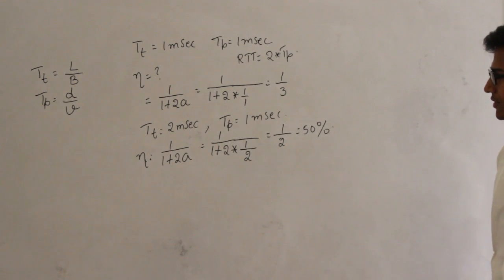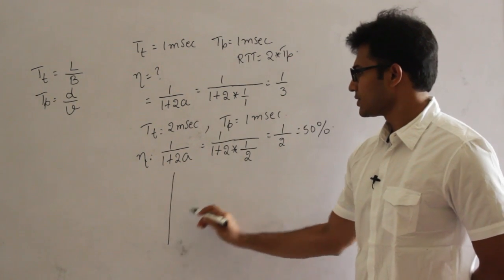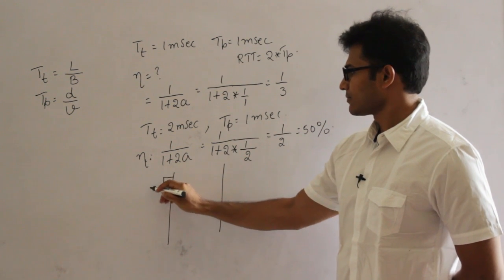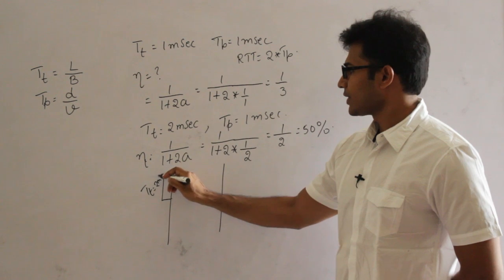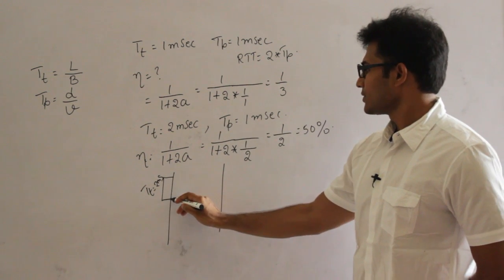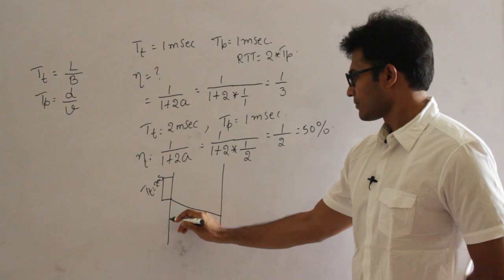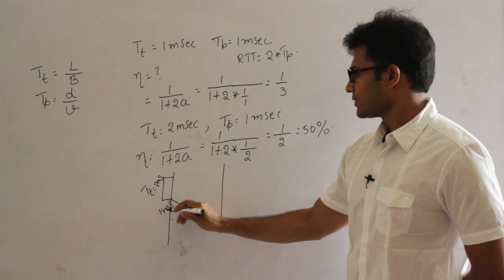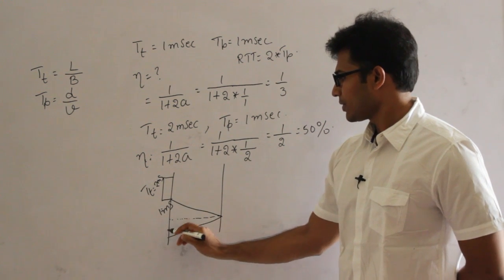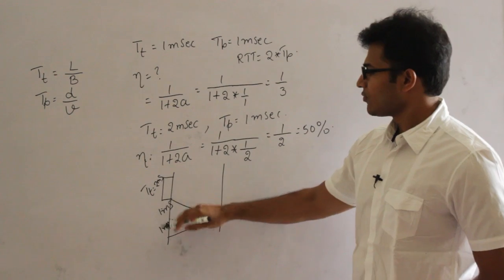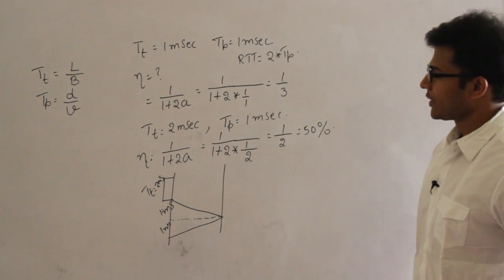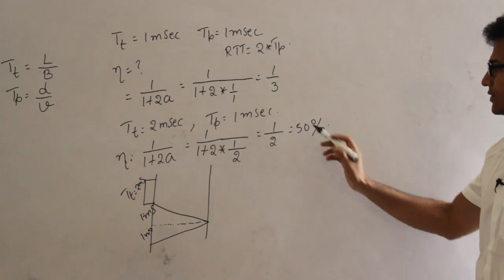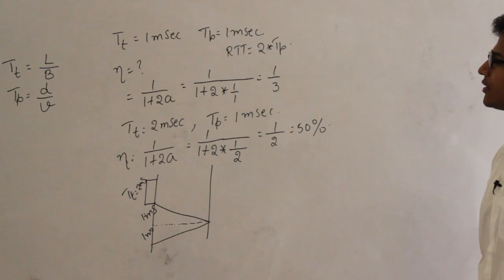So why did you get this 50% efficiency? You can observe this in this timeline. Now transmission delay is 2 milliseconds, TT is 2 milliseconds, and now propagation delay is 1 millisecond, and then one more propagation delay is 1 millisecond. Therefore in the total time of 4 milliseconds, I am able to use 2 milliseconds. That is why half of the time I am able to utilize it. Therefore the efficiency is 50%. That is the meaning of it, right?